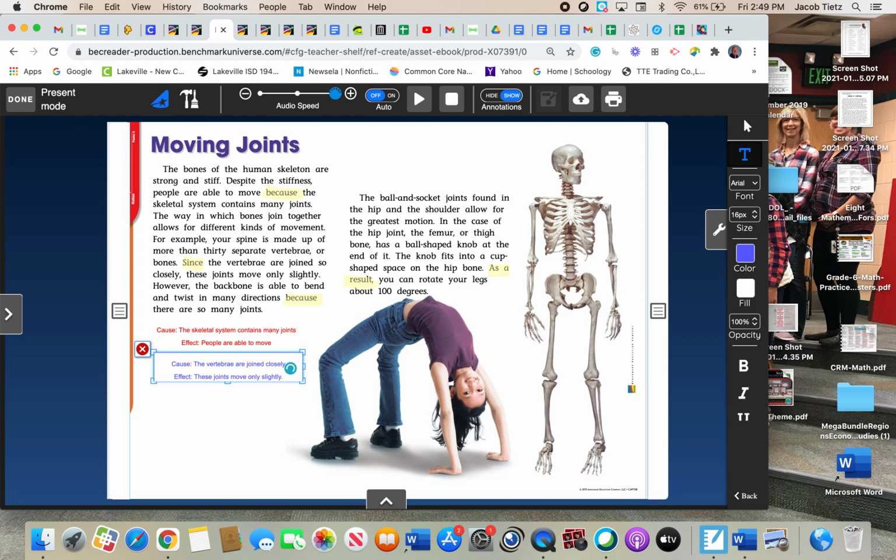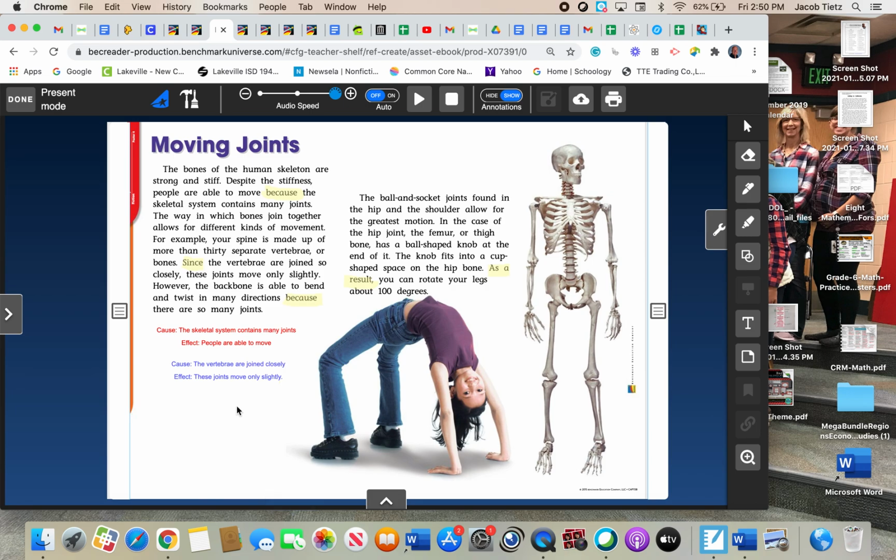And trust me, that's a good thing. You don't want your back to be rotating like your arm can in the shoulder socket, or the way your leg can rotate in the hip socket. We want our vertebrae to be secured because of what it protects, which is our nervous system, spinal cord, things like that, that allow us movement. So our vertebrae are joined closely. Because of that, these joints move only slightly. So now we have two.